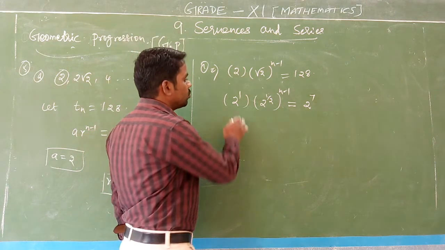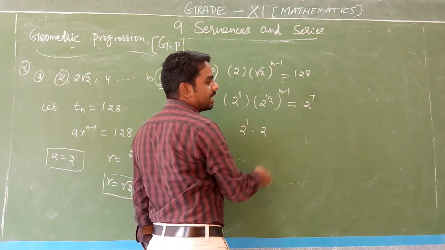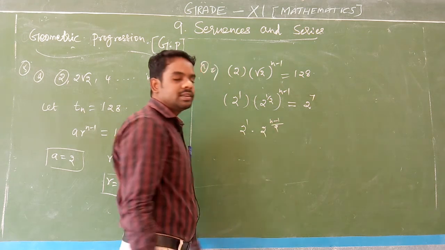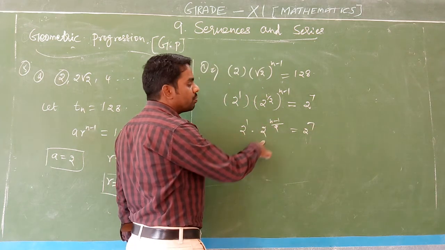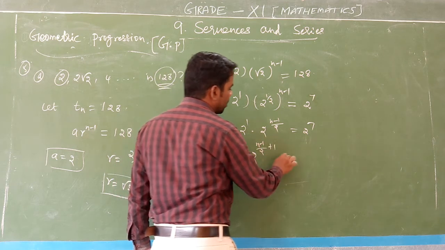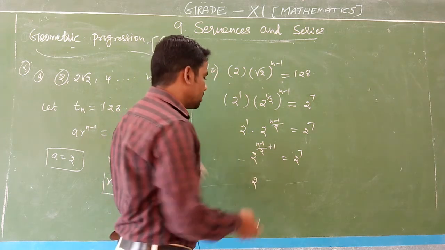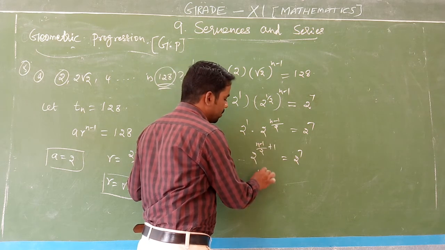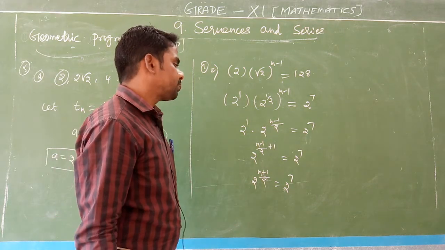Here, 2 power 1 into 2 power 1 by 2 whole power n minus 1 is 2 power 1 into 2 power (n minus 1) divided by 2, and that equals 2 power 7. So 2 power (n minus 1) by 2 plus 1 is 2 power (n plus 1) by 2, equal to 2 power 7.